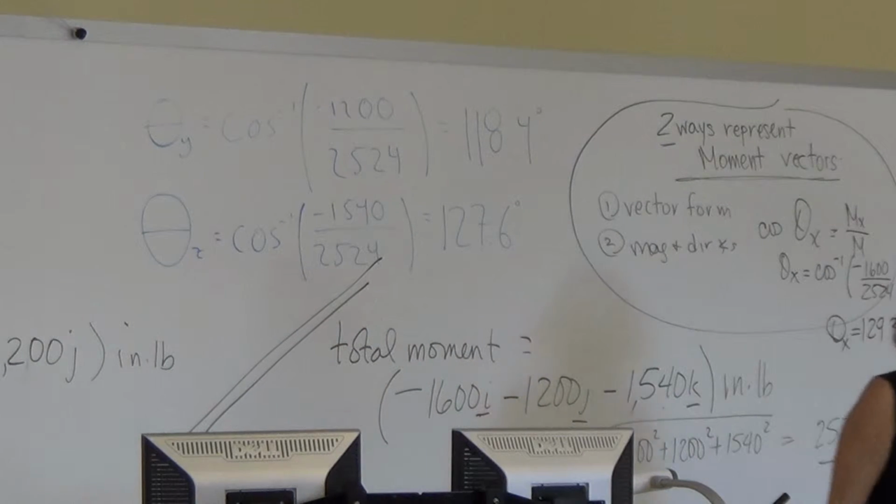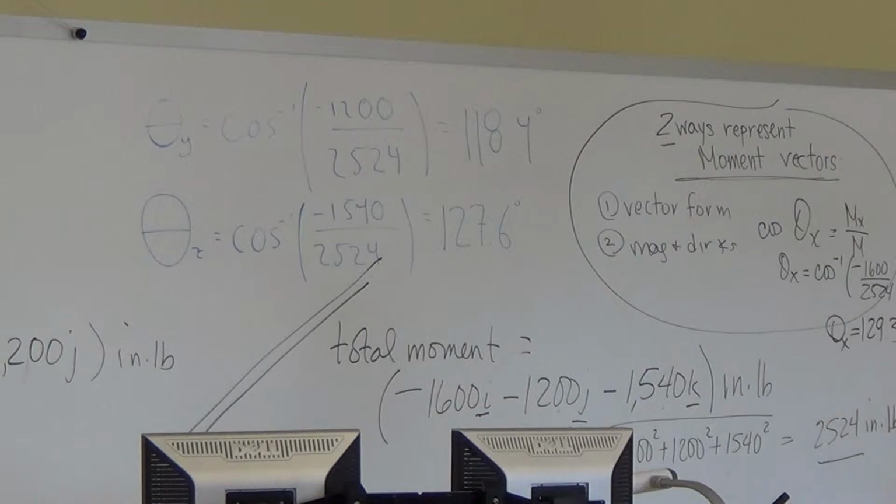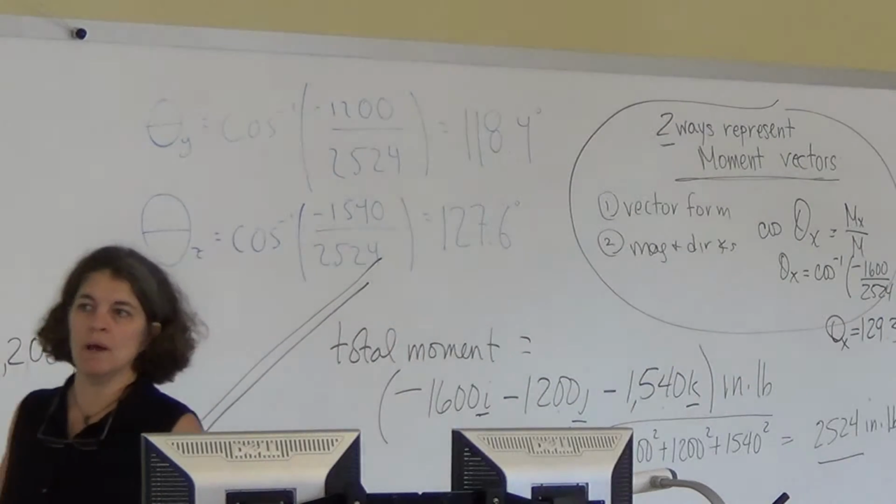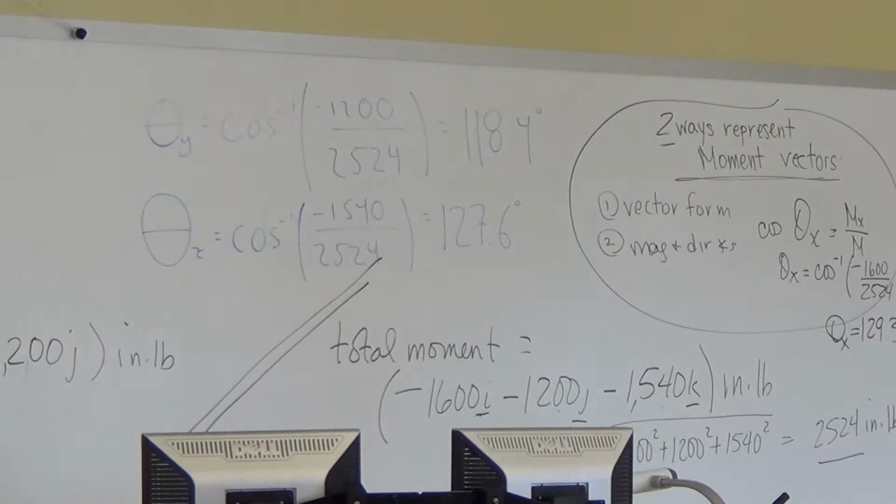So what are the two ways to represent moments? Vector form, magnitude, and direction angles. Okay. And I'll ask you for which way I want. If it's not specified, you can do either one.